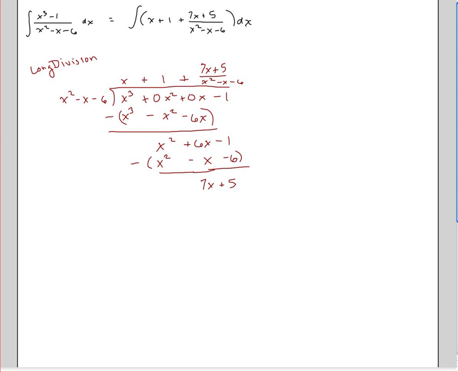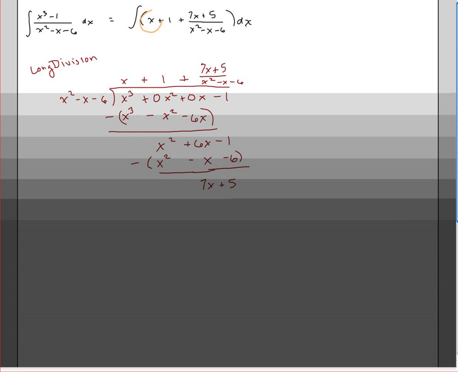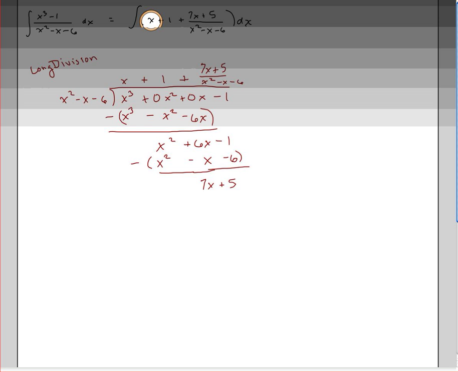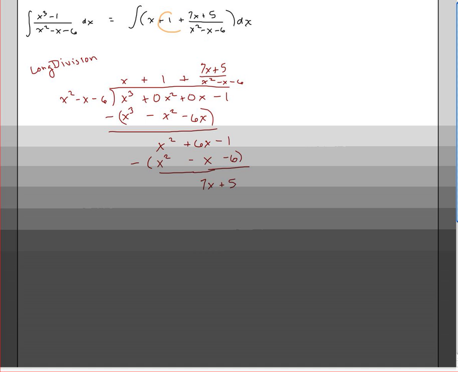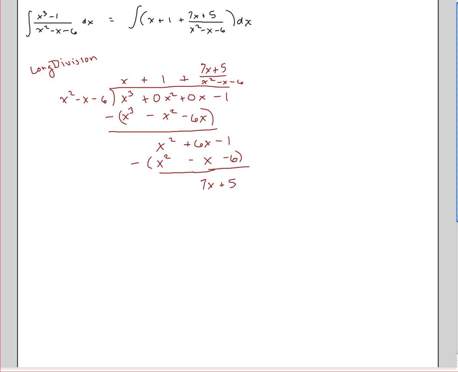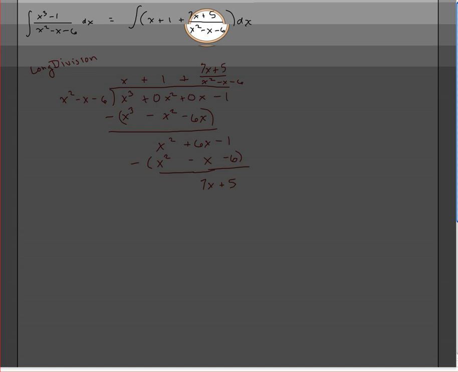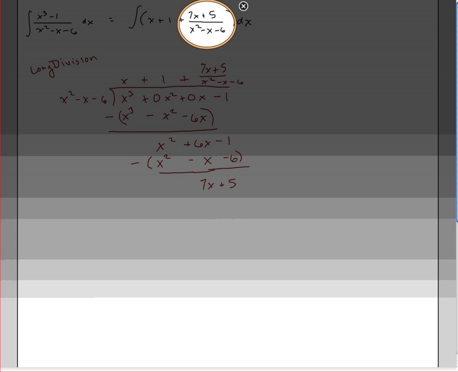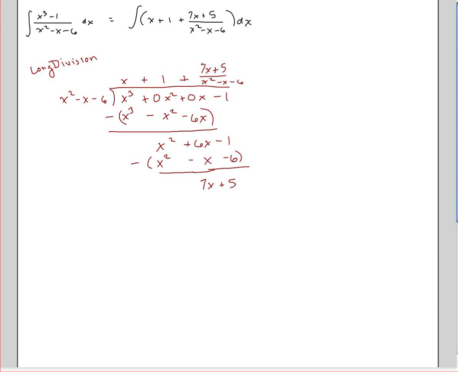Okay, so let's just analyze this. We know what the integral of x is, right? That's just x squared over 2. We know what the integral of 1 is. That's just x, because x is the variable of integration. So now we need to focus on what the integral of that fraction is. And that's where partial fraction decomposition is going to come into play.